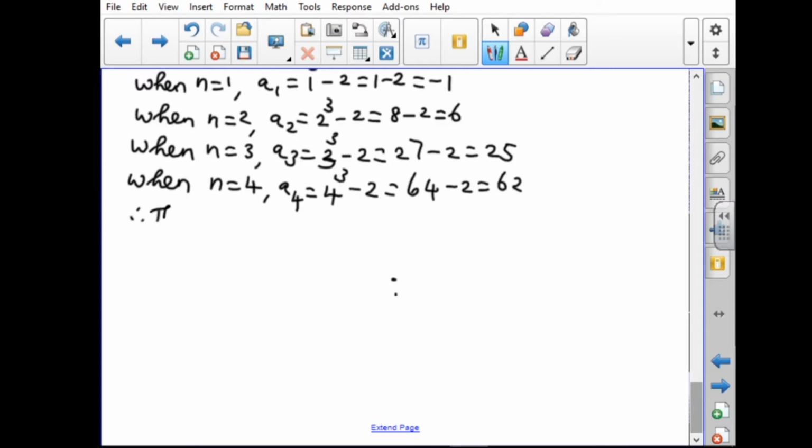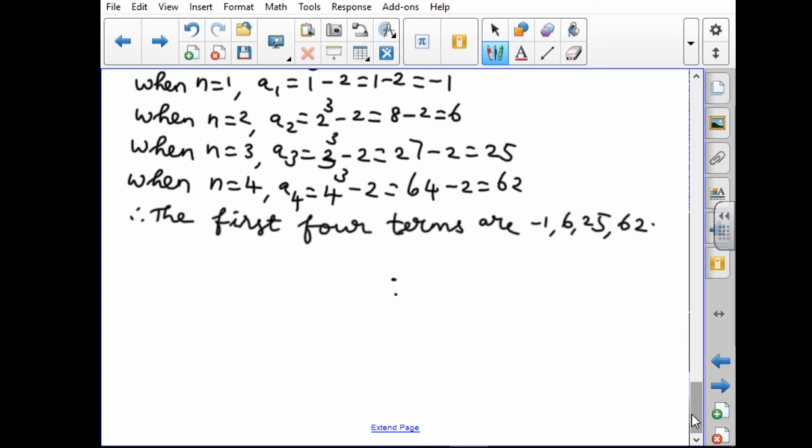Therefore, the second one they asked to find the first 4 terms. So you have to write like that. The first 4 terms are minus 1, 6, 25 and 62. This is the first subdivision.